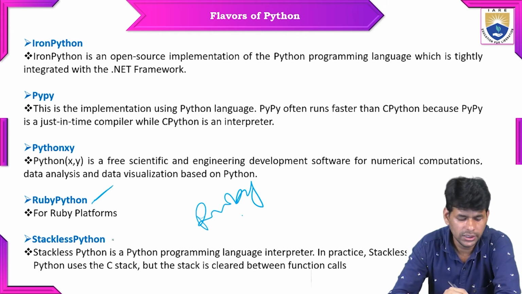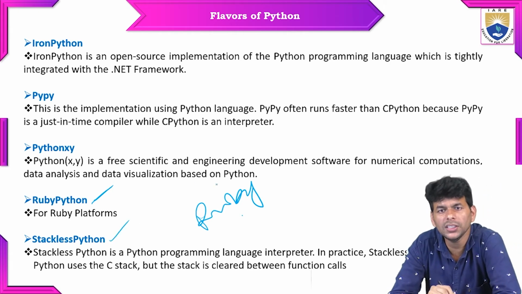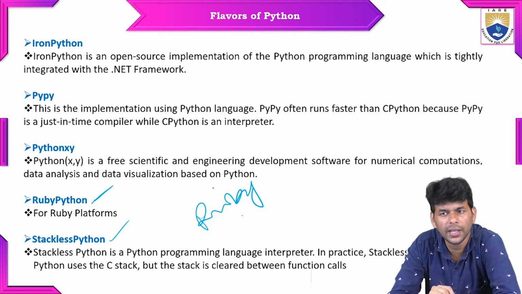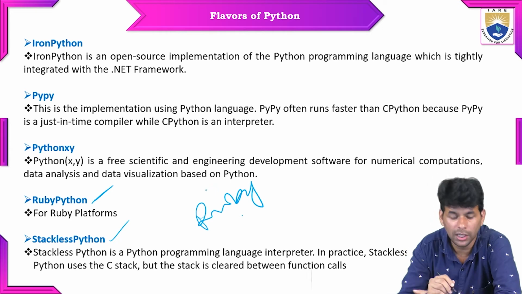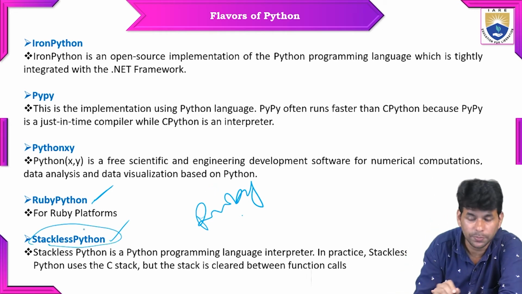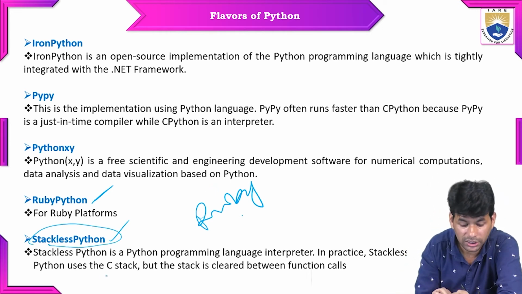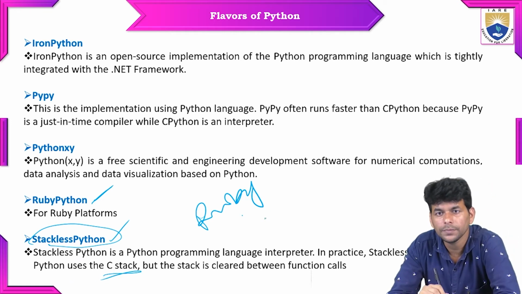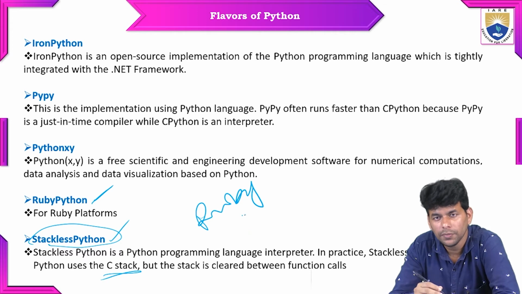The next one is Stackless Python. What is Stackless Python? Stackless Python is a Python programming language interpreter. In practice, Stackless Python uses a C stack, but the stack is cleared between function calls. The name is Stackless Python, but we are using a C stack here. So like this, we have different types of flavors.